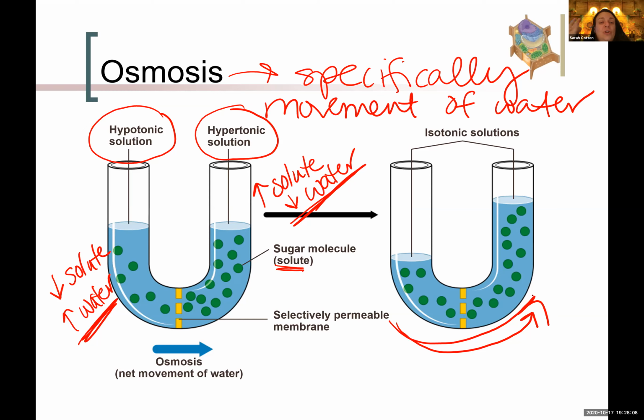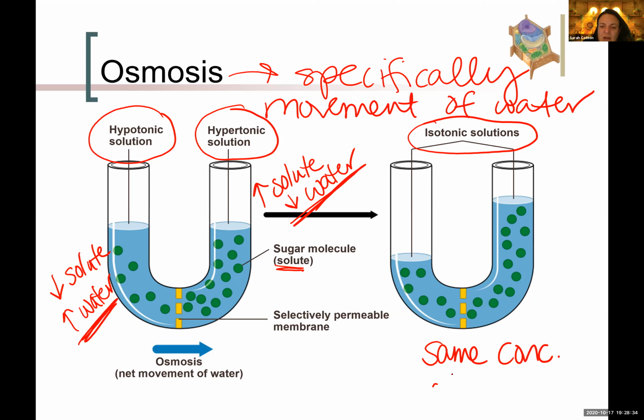Now, the terms hypotonic and hypertonic are relative terms. So the solution is hypotonic when comparing it to the other solution, right? The other solution is hypertonic when compared to that first solution, right? When you have solutions that are equal concentration, we say they are isotonic because iso means the same, right? So same concentration of solutes on both sides, which means that a bunch of water had to move over here in order to get to that same concentration. Okay. I hope that makes sense.